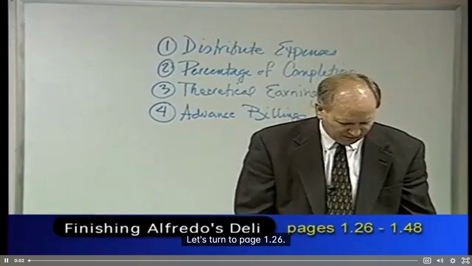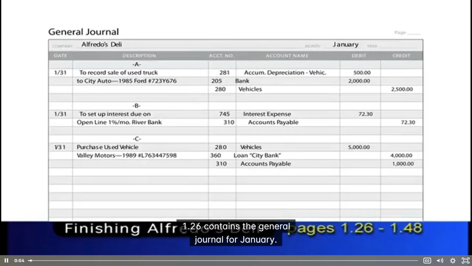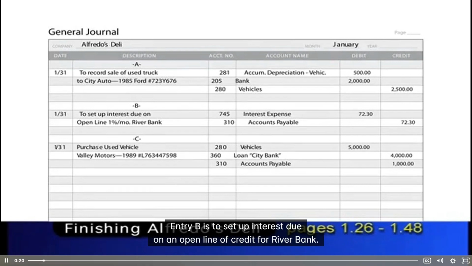Let's turn to page 126. 126 contains the general journal for January. And you'll notice that entry A is to record a sale of the truck. Are we going to have that same entry in February? No, we're probably not going to sell the truck in February. We won't. Entry B is to set up interest due on an open line of credit for Riverbank.